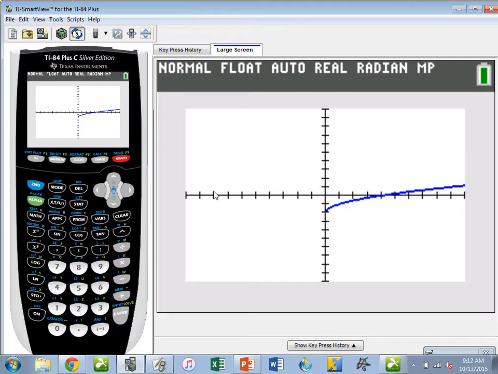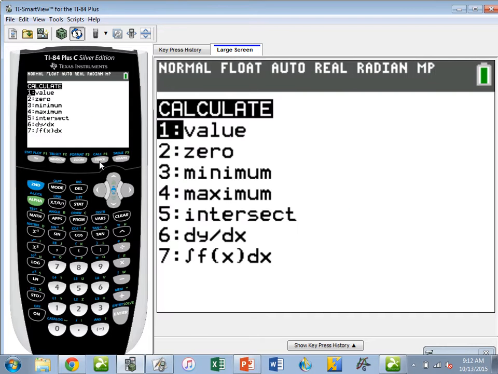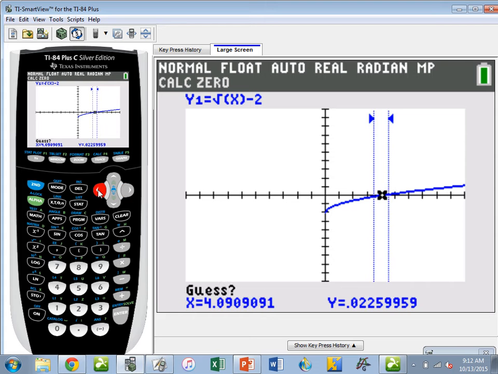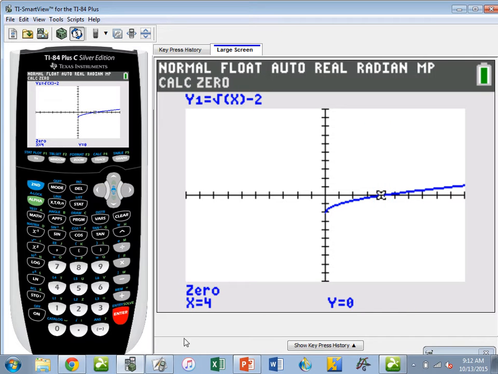In terms of figuring out what the value of this point is right here, once again, I'm going to go to second trace, I'm going to go to zero, and I'm going to do the same thing here. I'm going to pick a point first that's to the left of that zero, something reasonably close to the zero. So that's here. Then the point that's to the right of the zero, maybe right about there. And then my guess is going to be maybe right about there. And the answer to this is x is 4, y is 0.